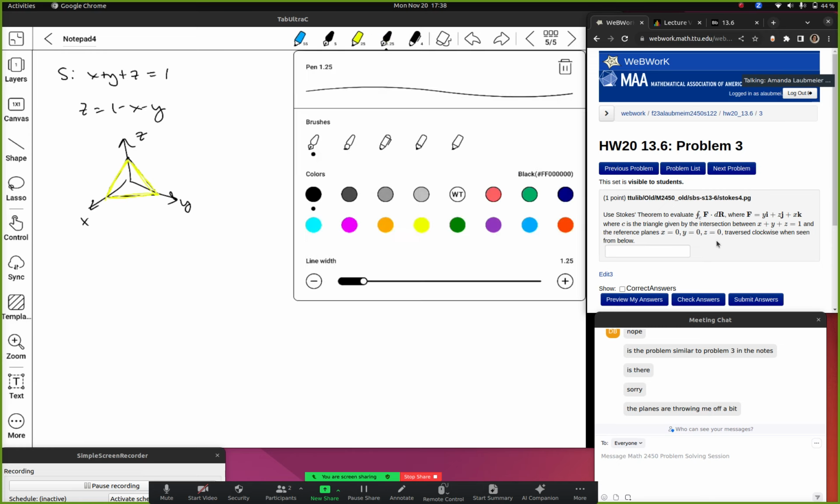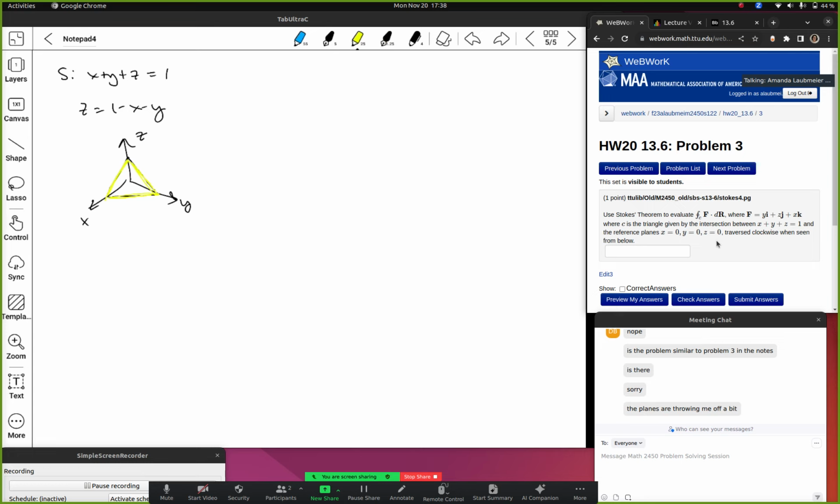And so the corresponding surface is going to be the area that fills it in. That slanty part of this sheet, basically. The triangle that doesn't lay in any of the other coordinate planes. Does that make sense so far?